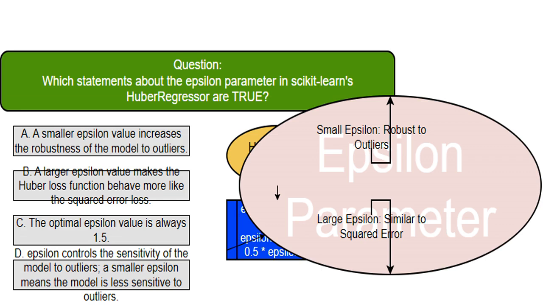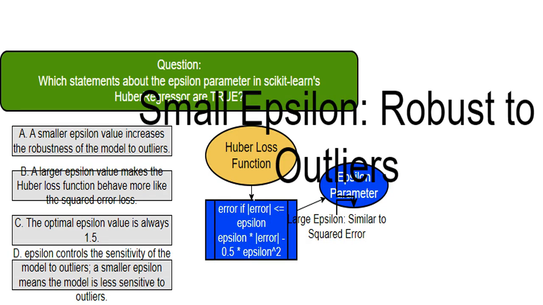I'll explain. A small epsilon means I switch to absolute error easily, making the model robust to outliers. A large epsilon means I will stick with the squared error for a larger range of errors, making it less robust but possibly fitting better to a dataset without many outliers. With a small epsilon, even small errors are handled with absolute error. The outcome is that the effect of outliers is minimized. Think of it like wearing a safety helmet. A small epsilon gives you increased protection from extreme shocks.